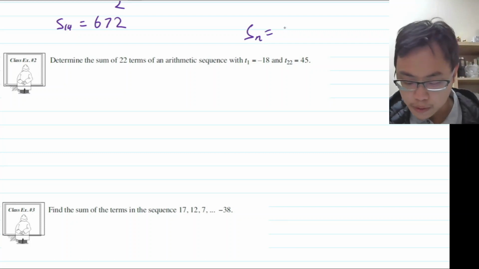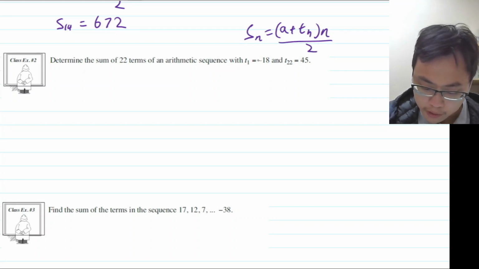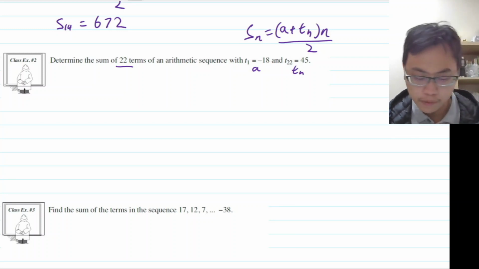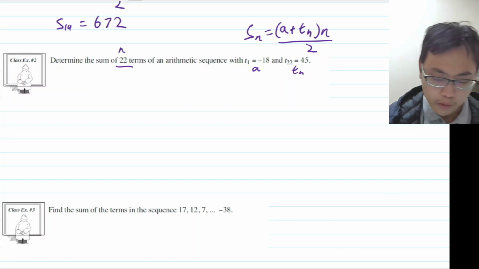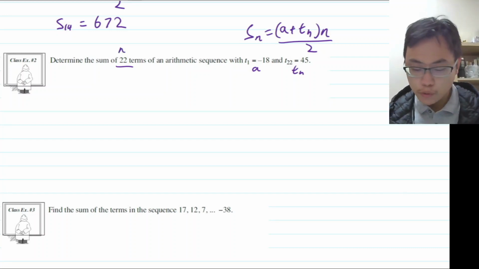Sn is going to be a plus Tn times n divided by 2. We have a. This is Tn, the last term, because we're looking for the sum of 22 terms. And we have n as well. So we don't even need to find out what the common difference is. We just need to put it into the formula.